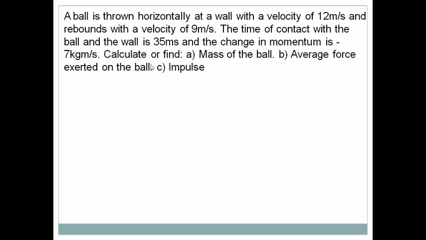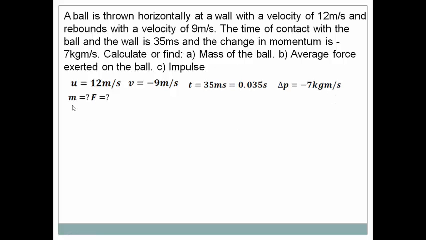Now let us write down what we have. We have the initial velocity 12 meters per second, and the final velocity minus 9 meters per second. Since it rebounds, we take it as negative. T is 35 milliseconds, so milli is 10 to the power negative 3, so divided by 1000 we get 0.035 seconds, and the change in momentum is given as minus 7 kg m/s. We have to find the mass, the force, and the impulse.